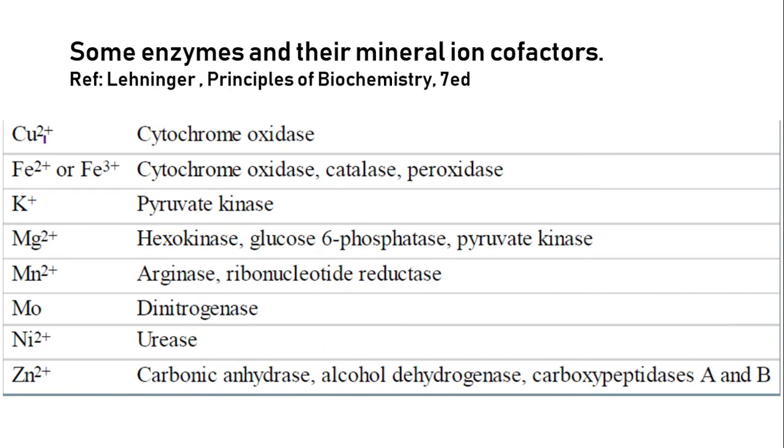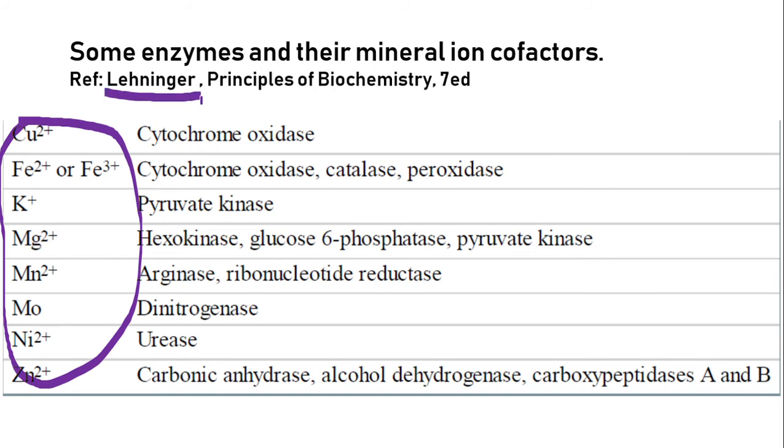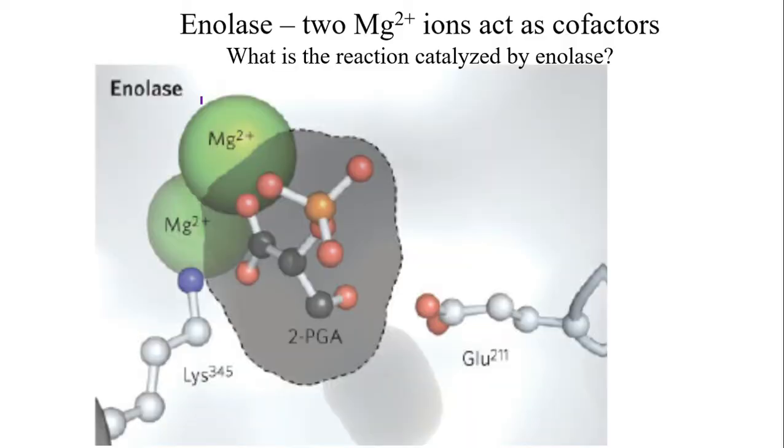Here is a list of some mineral ions required for the functioning of the given enzymes. Very much important. Reference is given here, Lehninger Principles of Biochemistry. I told you some mineral ions are cofactors. You see, enolase is the enzyme. This is the whole enolase enzyme molecule. It has two magnesium 2 plus ions as cofactors. So this is the enzyme molecule and these are the cofactor molecules.